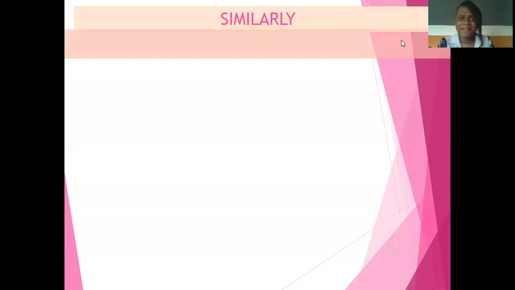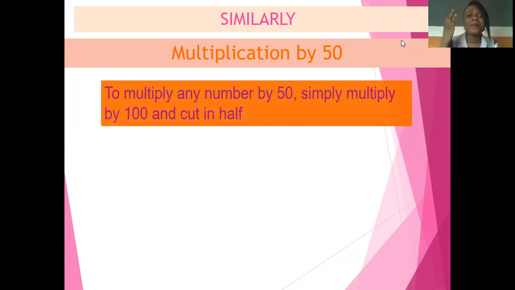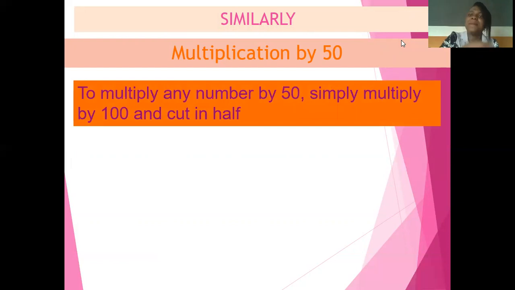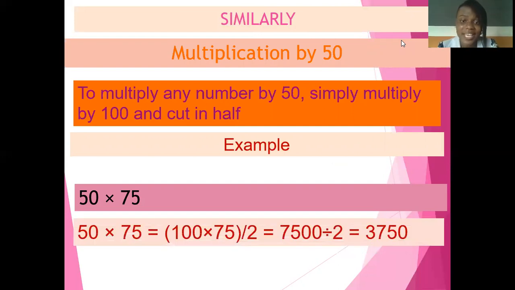But let's look at 50 now. What if you want to multiply a very big number by 50? What do you do? And it's just something that is a part of your daily calculation or a part of your daily math. So to multiply a number by 50, simply multiply by 100 now and cut in half. For example, let's just use a simple one, 75 times 50, 50 times 75. The usual way would be to use 0 to multiply 75 first, you use 5, and then you start your addition. But you can just do 75 times 100 and divide by 2.